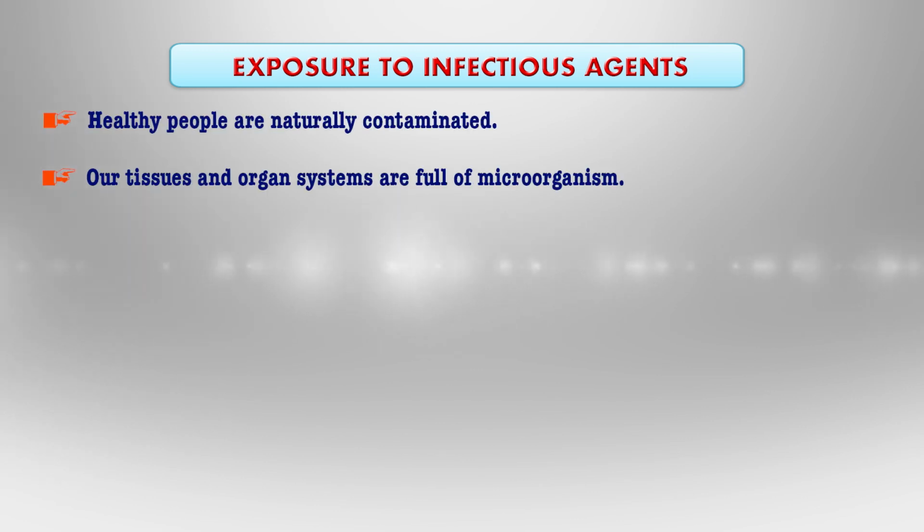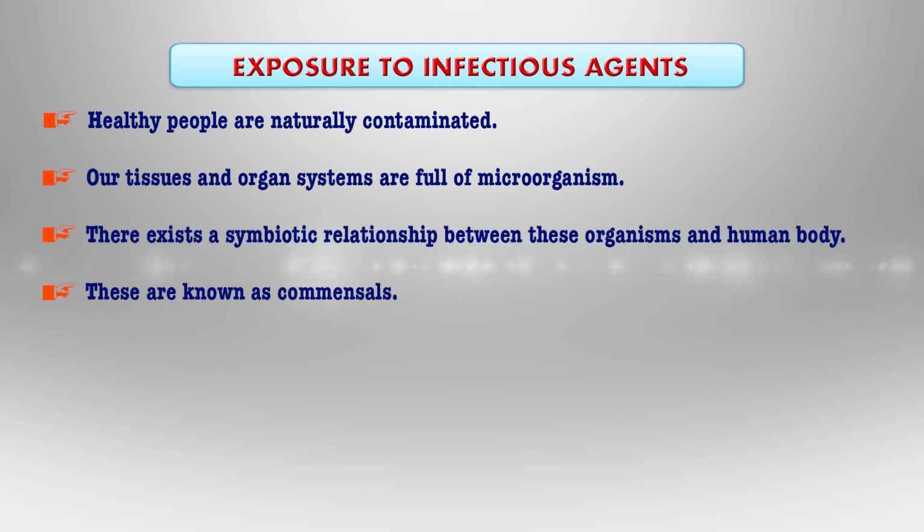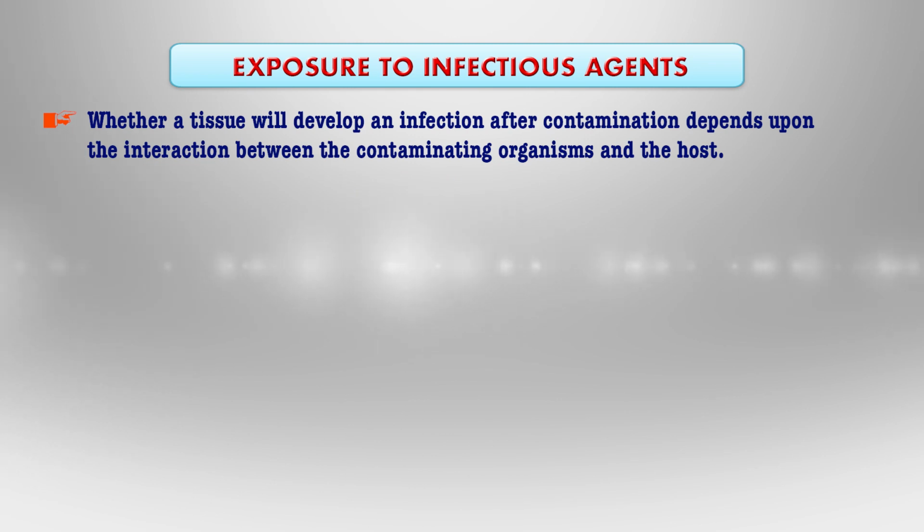Now, the exposure to infectious agents. Healthy people are also contaminated with such infectious agents. Our tissues and organ systems could be contaminated with these microorganisms. So there exists a symbiotic relationship between these organisms and the human body, and these are known as commensals. Whether a tissue will develop an infection after exposure or contamination depends on the interaction between the contaminating organism and the host.